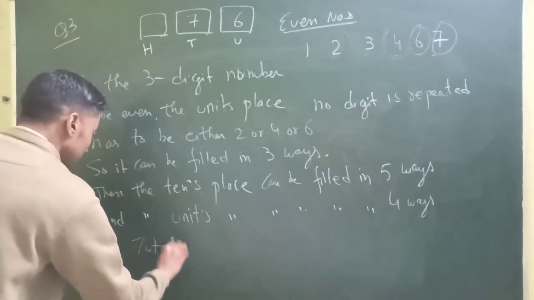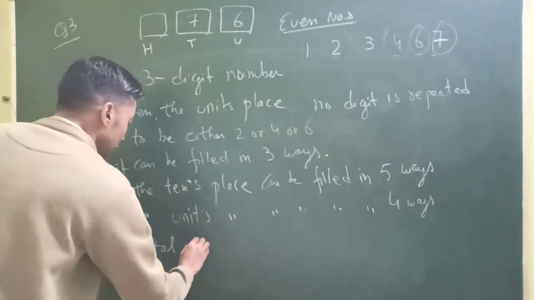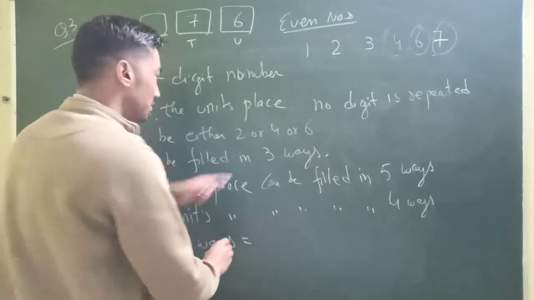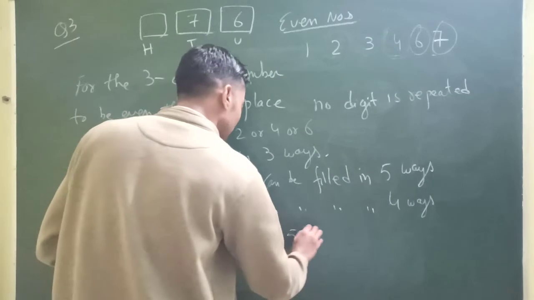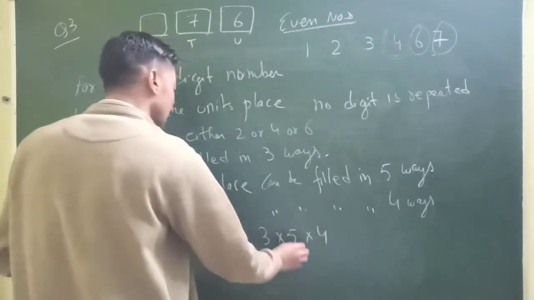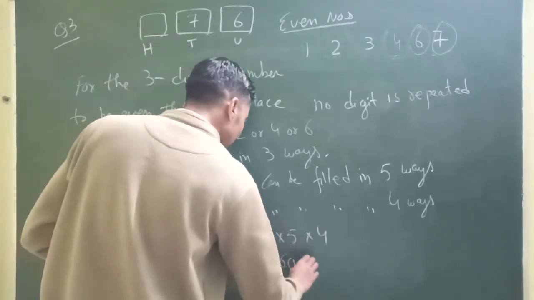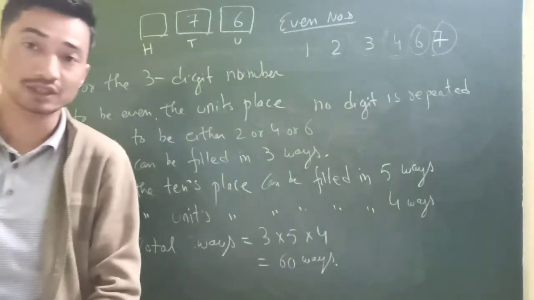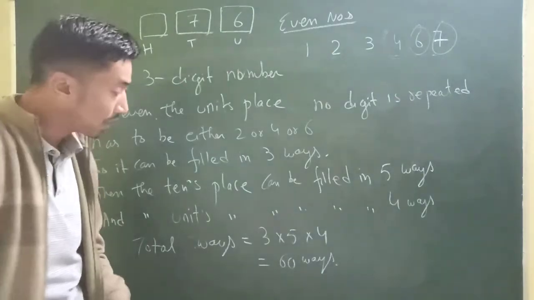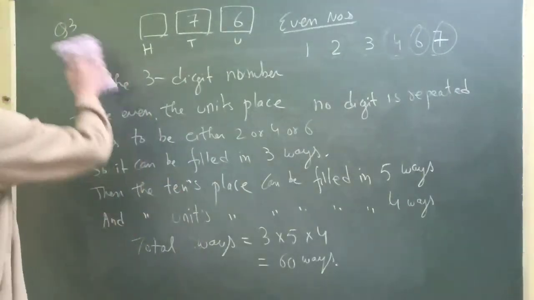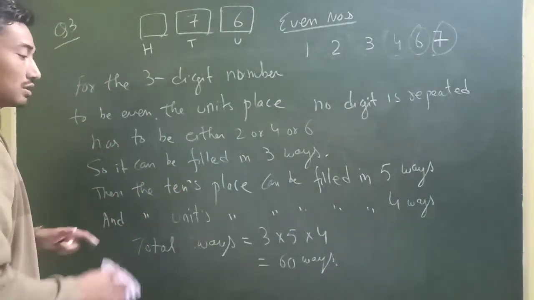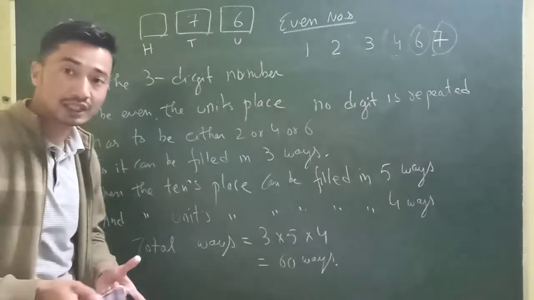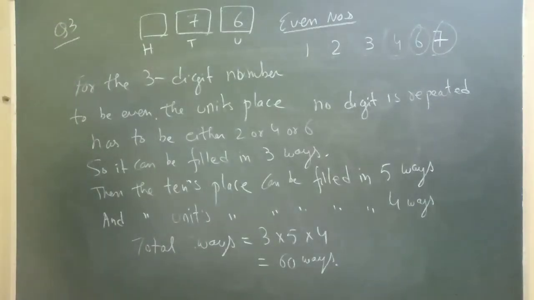So let's say total ways will be what? We have here 3 into 5 into 4. So that's going to be what? 5 4s are 20 into 3. That will be 60 different ways we can form that 3-digit number, provided that the last digit is an even number, so that the 3-digit number can be an even number. Alright, note it down, no? You can just pause the video there.